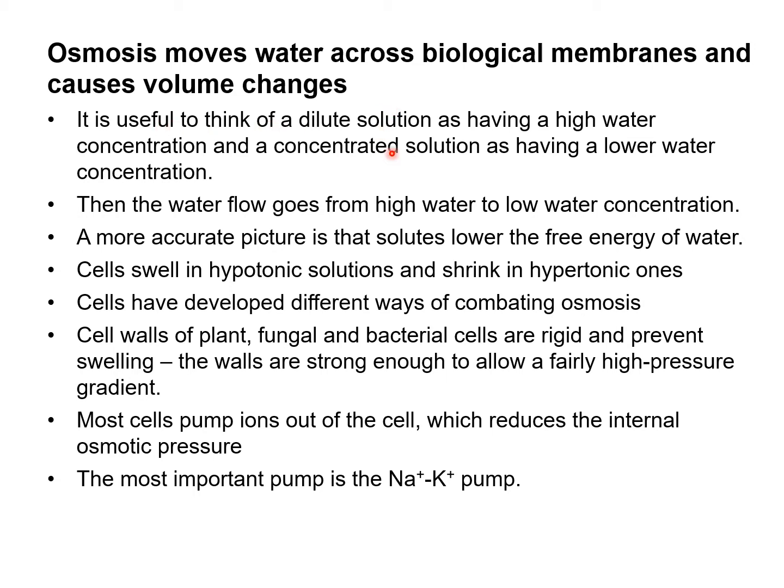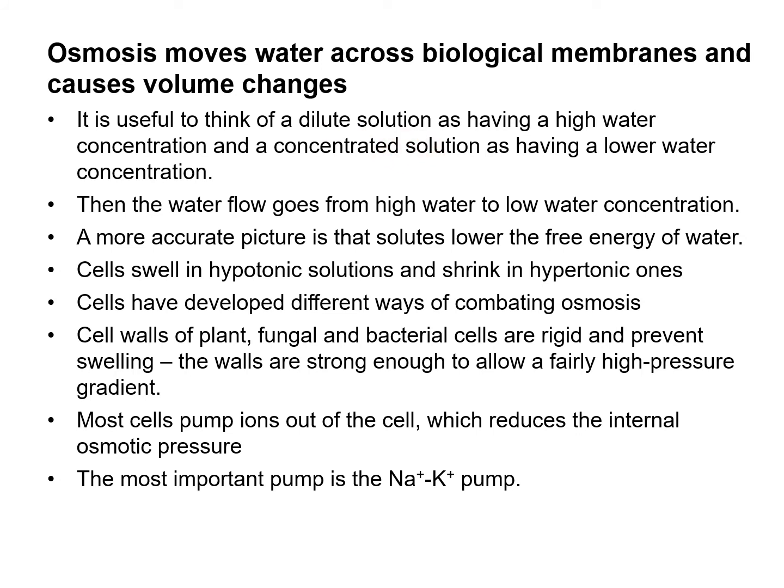If we think of it this way, then the water flows from high water concentration, which is the dilute solution, to low water concentration, which is the concentrated solution. But actually, the more accurate picture is that solutes lower the free energy of water. You have more solutes in concentrated solutions, so you're going to have less free energy of water, as opposed to a dilute solution, which has relatively high free energy of water, so it can move freely to the other side where the more concentrated region is.